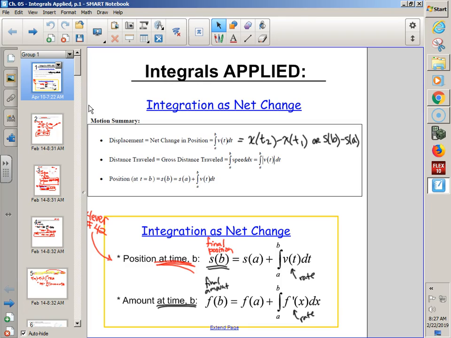You don't have to actually do it. You don't have to actually try to plug it in your calculator, but could you integrate? How would you integrate? Okay.